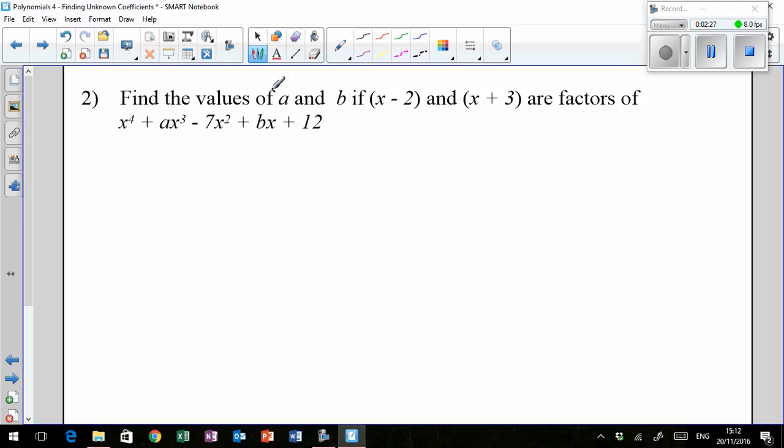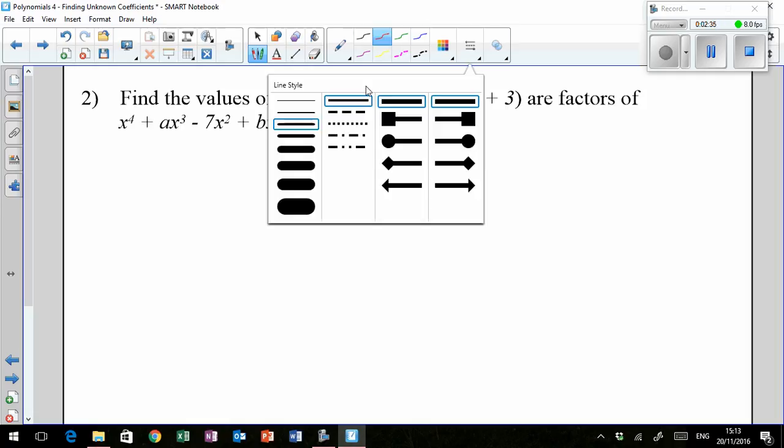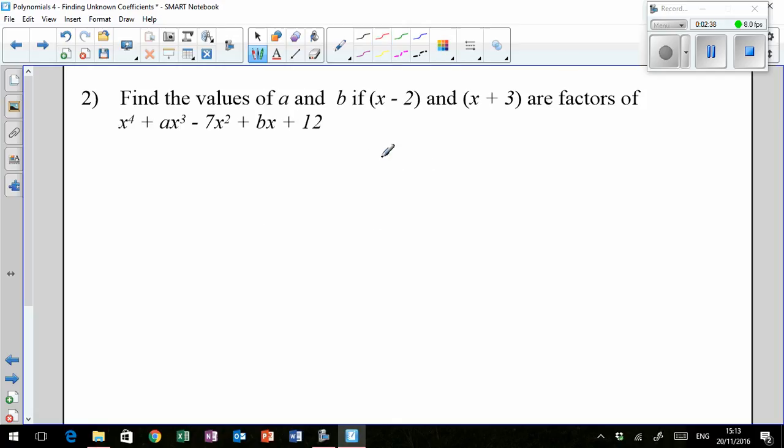Here we've got 2 unknown coefficients, which means you need to find a and b. Just like always, if we need to find a and b, then we need 2 equations, and that's going to come from the fact we know 2 factors. So we're going to run through the first factor. x minus 2 gives us 2 on the side. 1, a, minus 7b, and 12 goes along the top. 4, 3, 2, 1, 0, nothing missing.